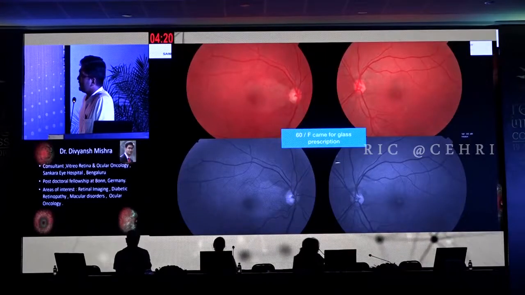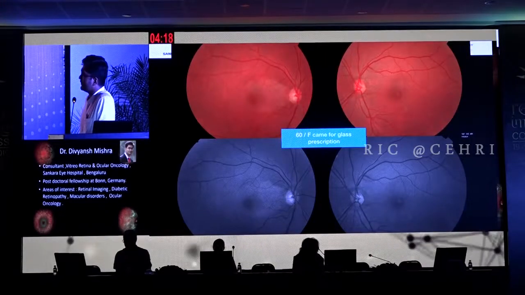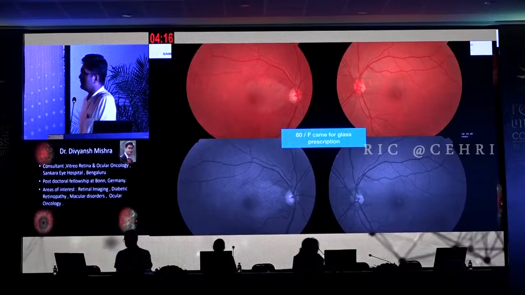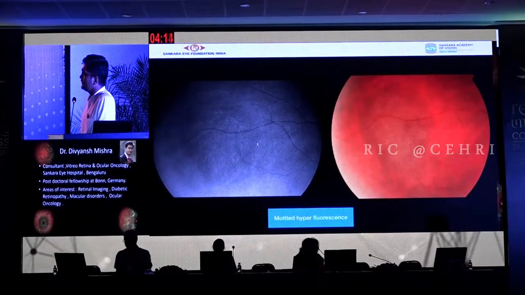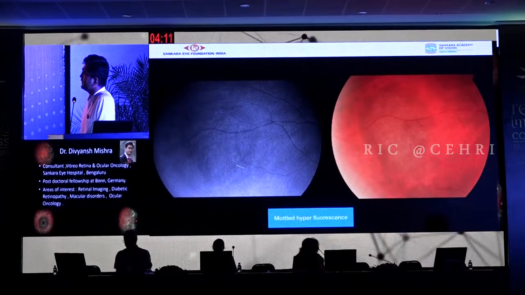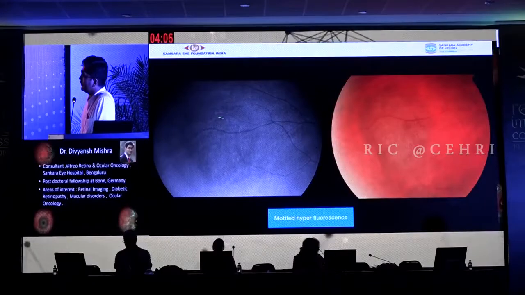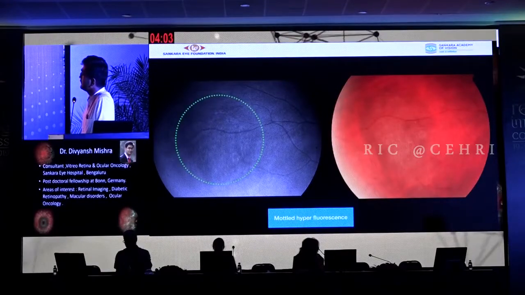So this was another interesting case, a 60-year-old female who just came to us for a glass prescription. I evaluated her, and I could see there is some kind of a mass lesion again in the right eye temporally, which had some stipple hyperfluorescence over that lesion.